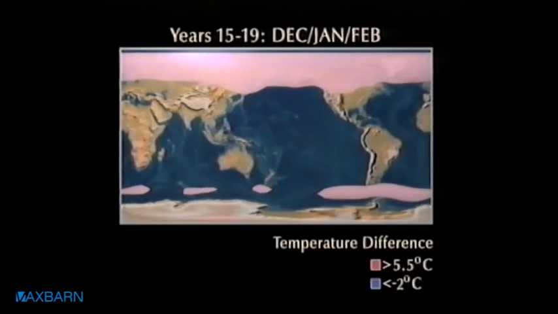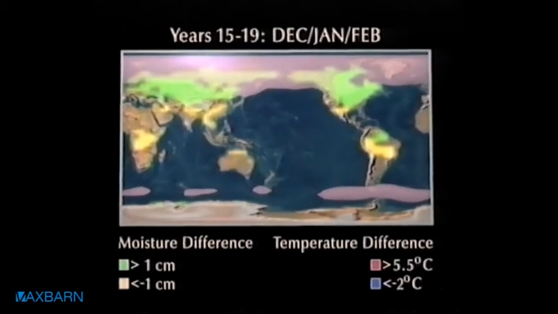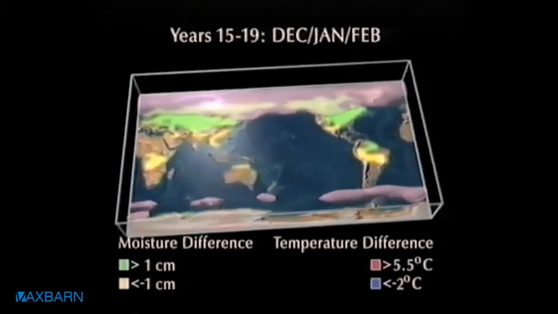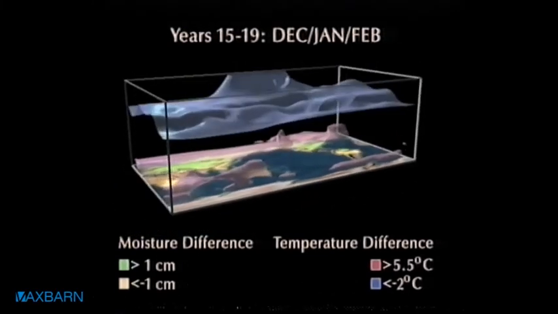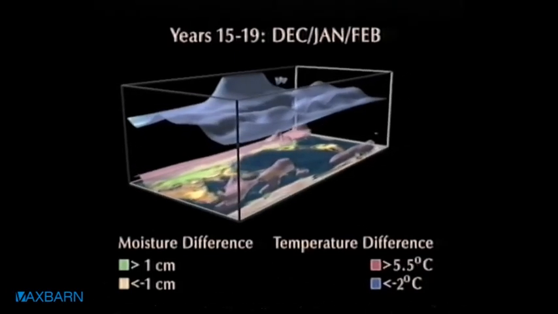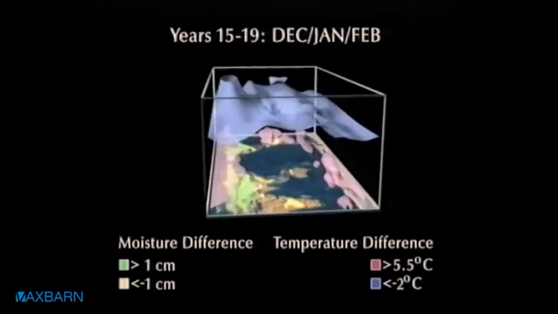Near the end of the experiment, the average for December through February shows that the largest warming at the surface occurs in the Arctic. Regions of greater soil moisture, colored green, show up in the mid-latitudes of the northern hemisphere. Drier areas in yellow are found over southern Asia, southern North America, and over Africa and South America. As the analysis rotates into 3 dimensions, the surface warming and stratospheric cooling patterns stand out.